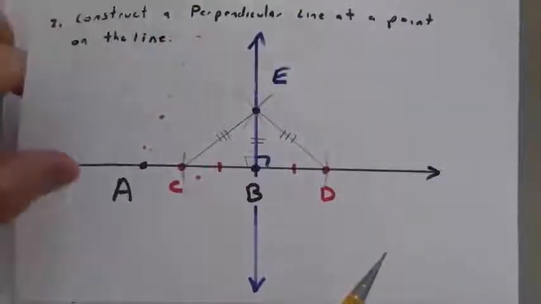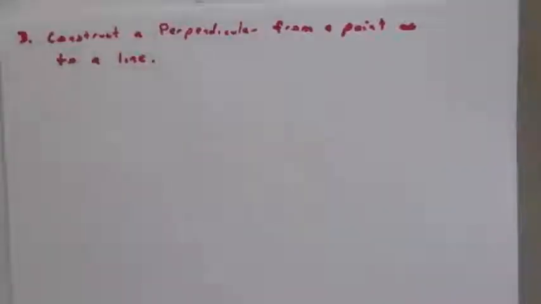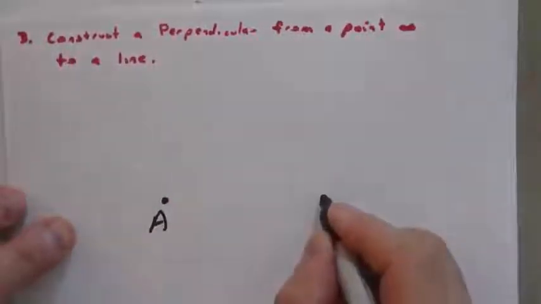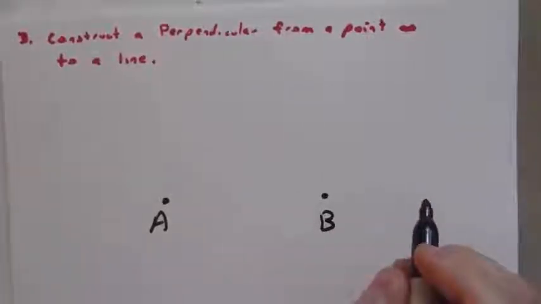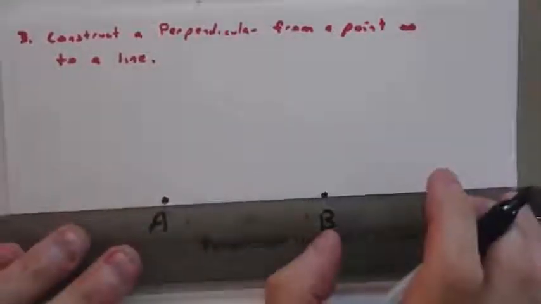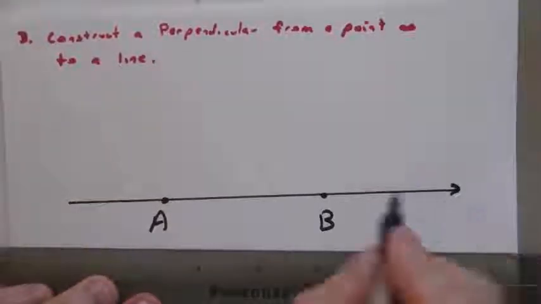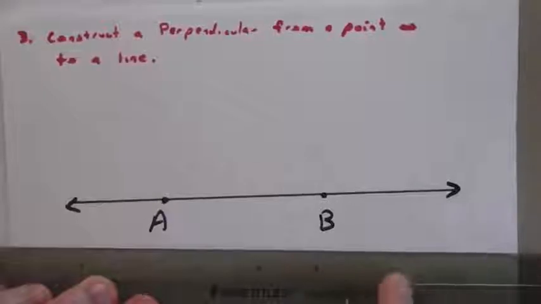Let's get this out of here. What's our next construction? Oh, this one's the easiest one. We have to construct a perpendicular from a point to a line. So if you make a line, A and B, so we got 2 points because we need 2 points to define a line. Connect the points, extend it infinitely. There's our line, A, B.